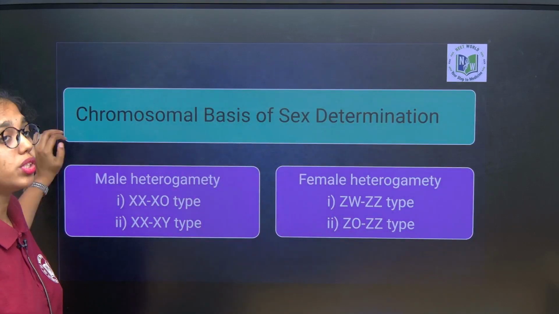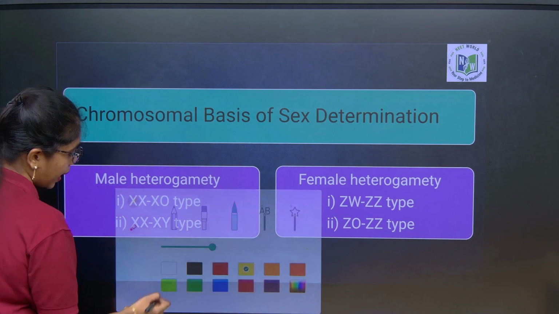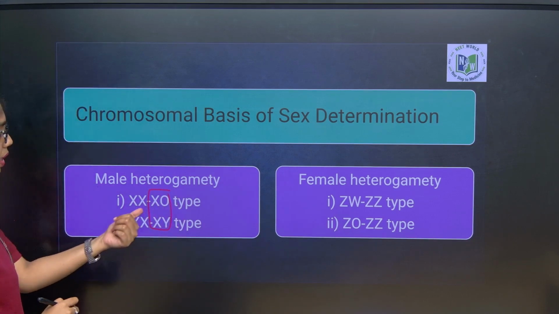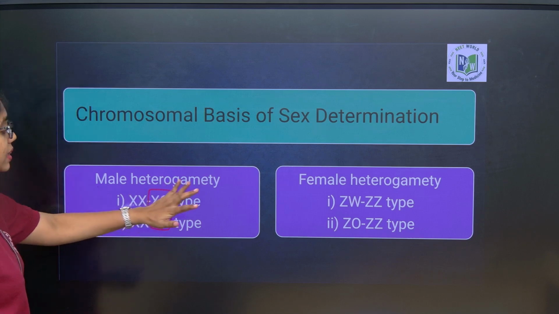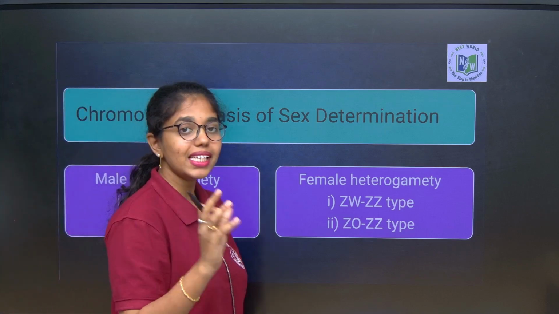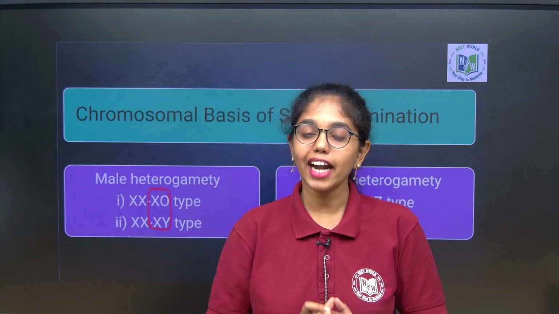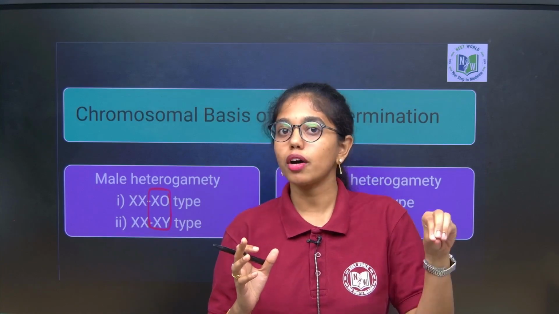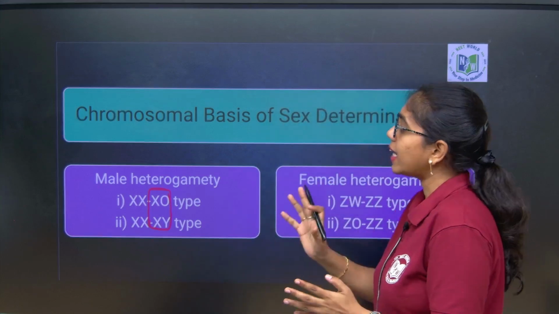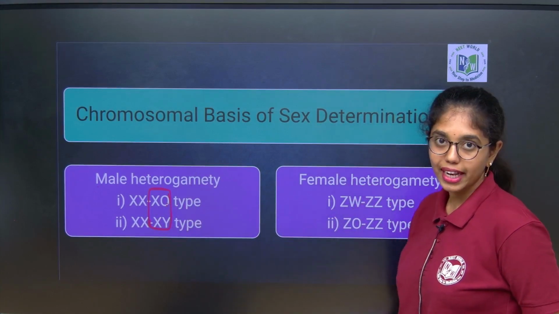Next, the genetic mechanisms: male heterogamety, wherein the chromosomal combination of the male decides the sex of the individual. First I have to tell you about the scientist Henking, who gave us the knowledge about X bodies. He conducted experiments on the spermatogenesis of insects and said that only 50% of the sperms of the insects have an X chromosome. So, XO type and XY type are the two combinations of male heterogamety.